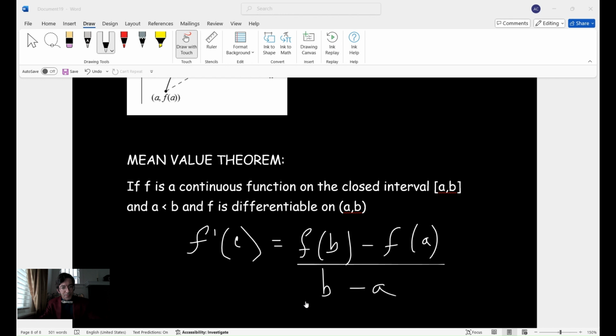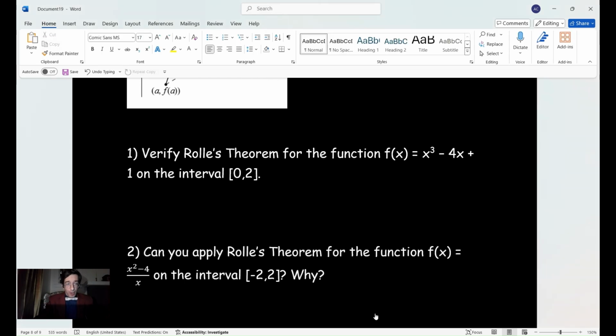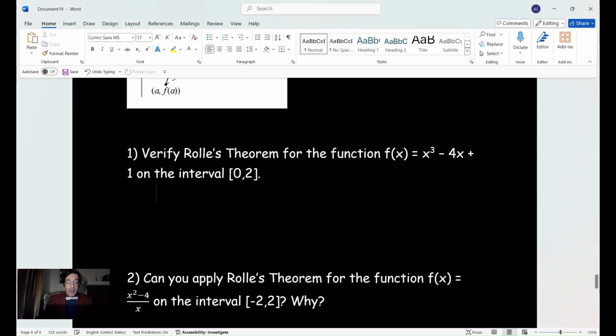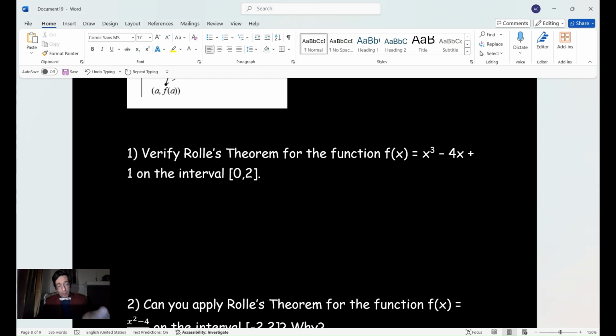And here come the problems. To verify, these are problems from my exercise book that I mentioned earlier. The first one says: verify Rolle's theorem for the function f of x equals x cubed.